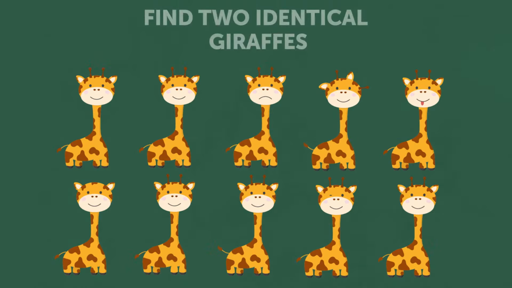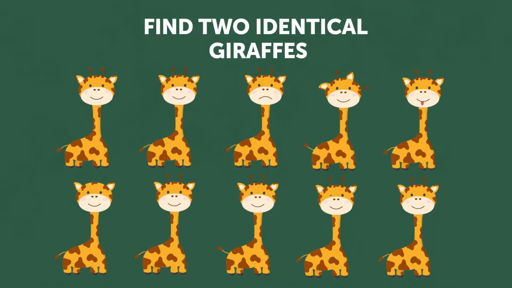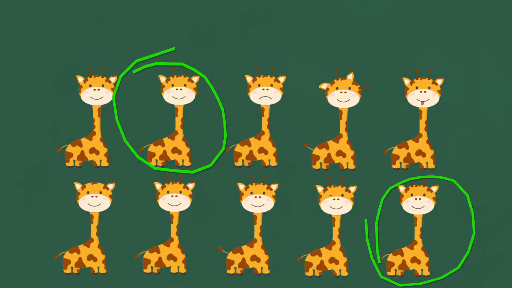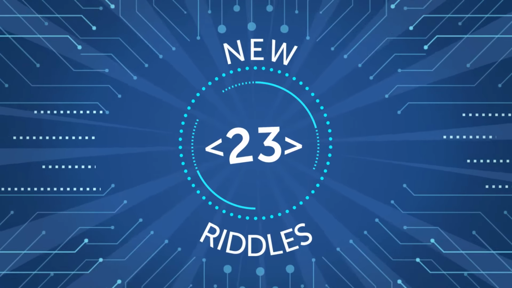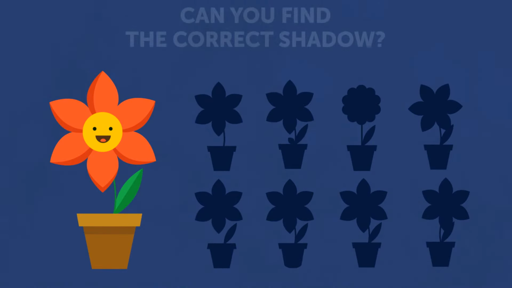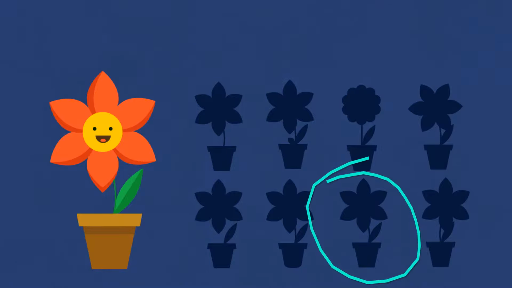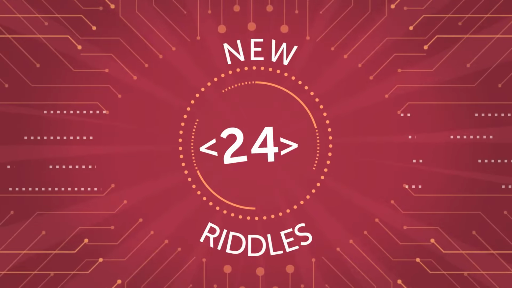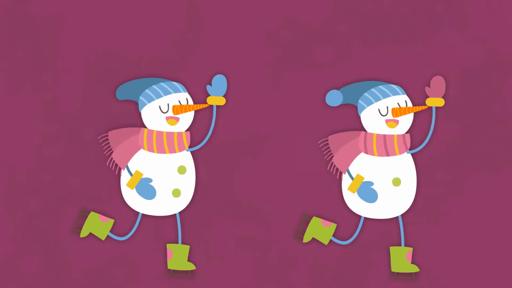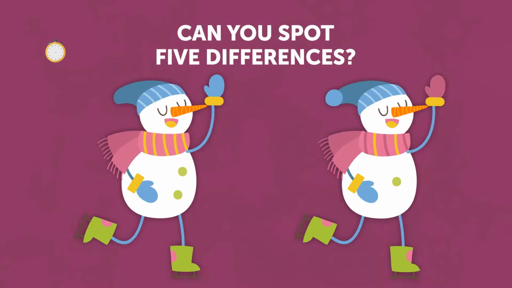Look at this picture very attentively and find 2 identical giraffes. Here they are. Can you find the correct shadow? It's over there. Look at these pictures very attentively. Can you spot 5 differences?